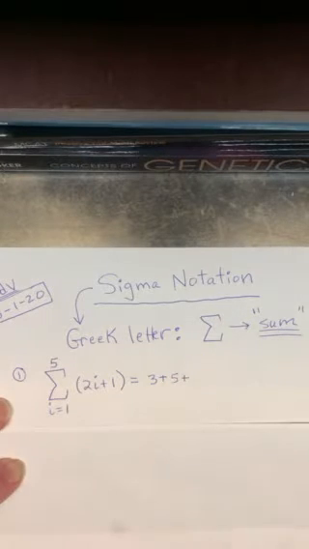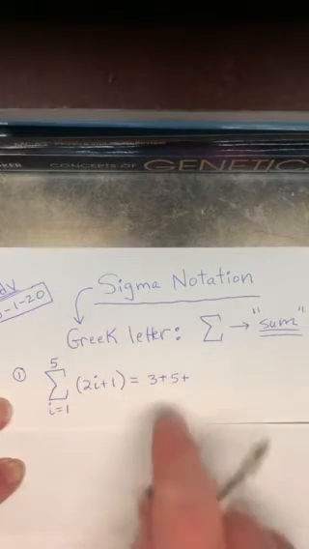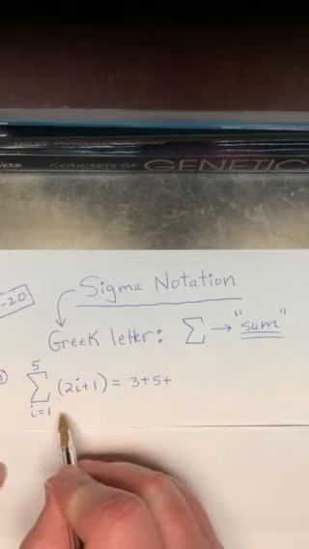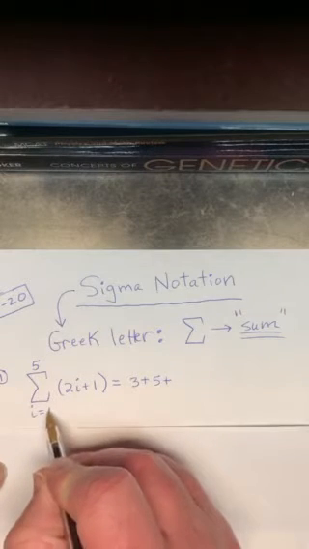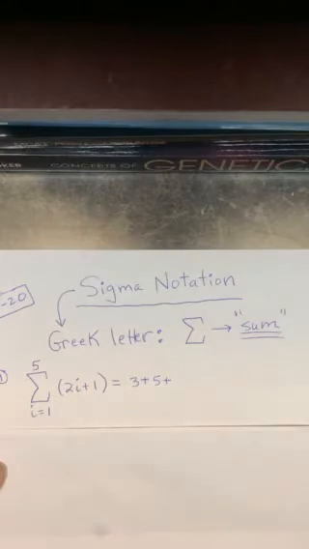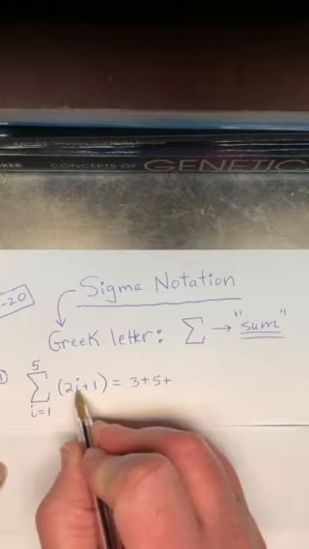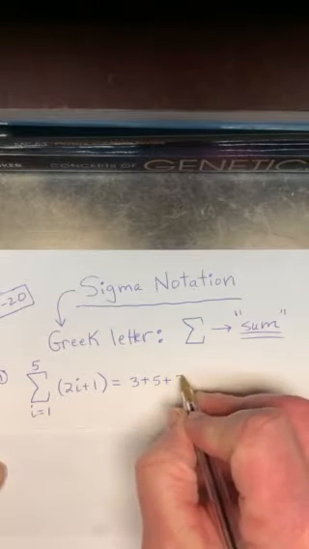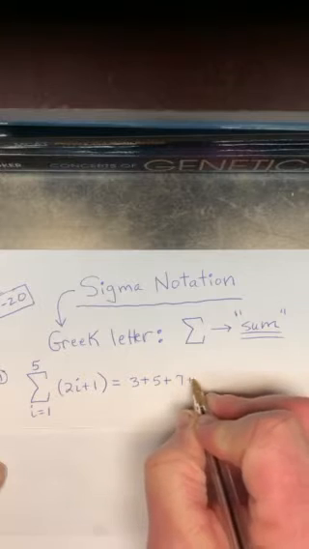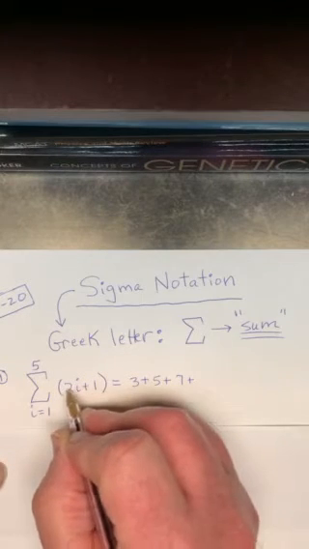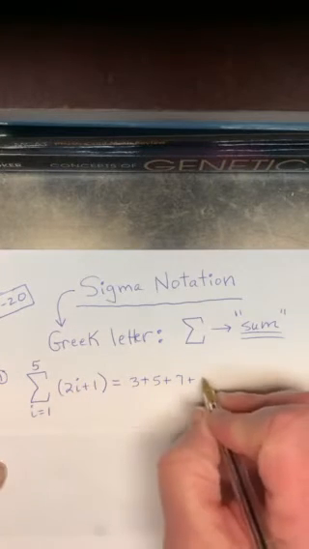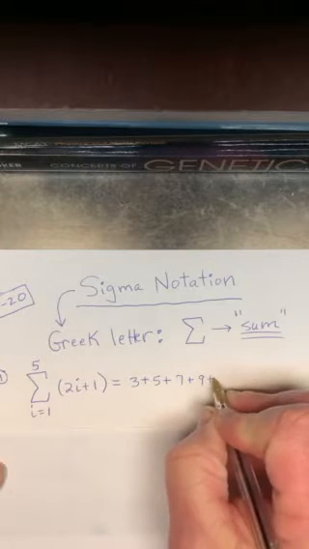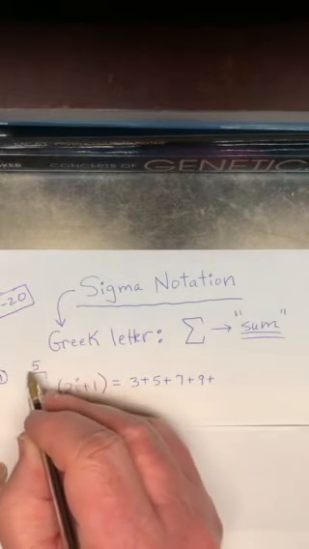Again, put a plus sign because it's a sigma symbol and it means sum. Well, I've plugged in 1, I've plugged in 2, now I'm going to plug in 3 for the letter i. 2 times 3 is 6, plus 1 is 7. Plus, now I'm going to plug in 4. 2 times 4 is 8, plus 1 is 9. Plus, now I'm going to plug in 5.